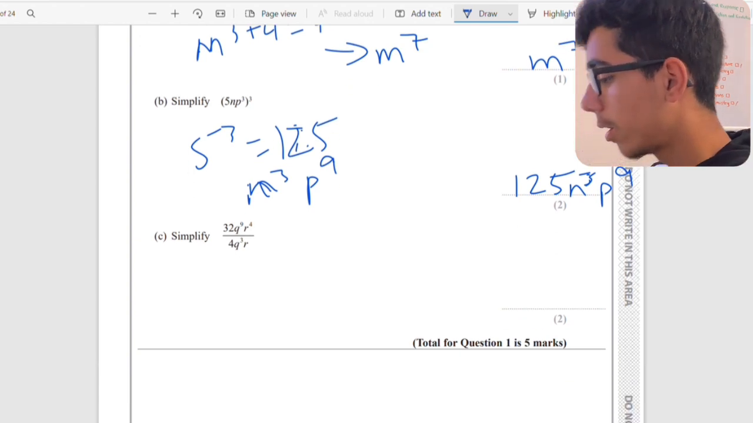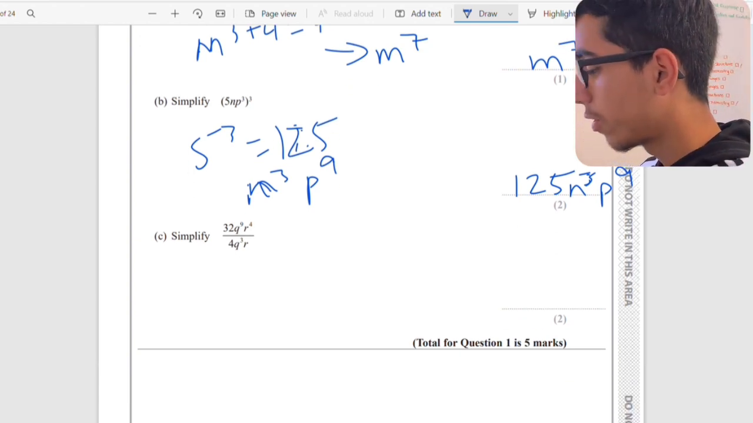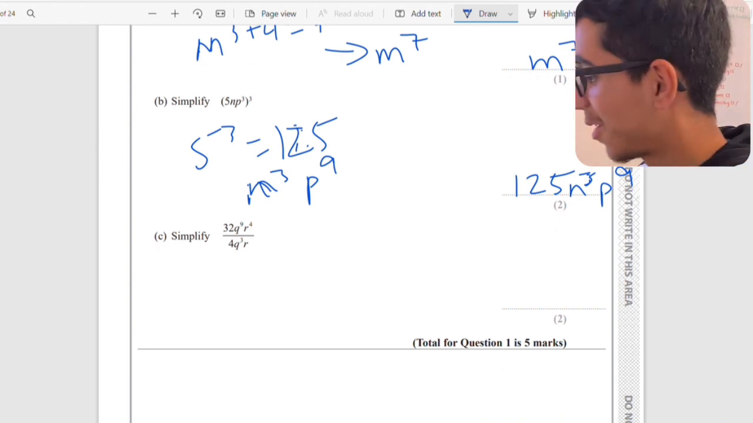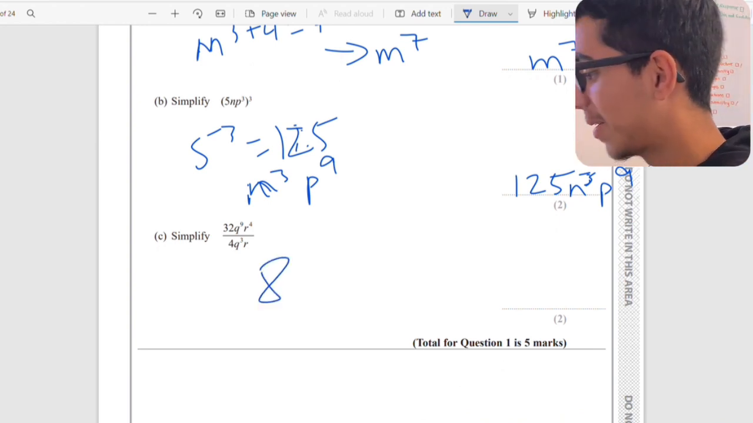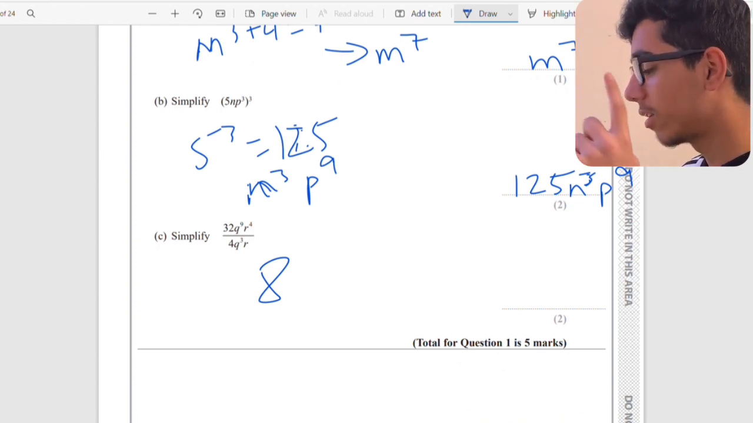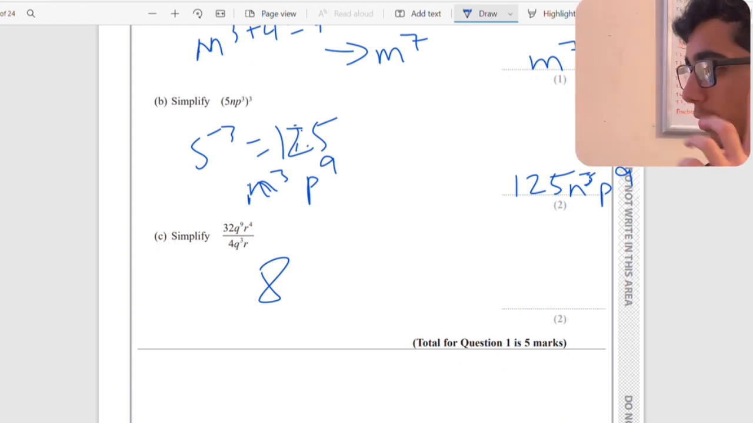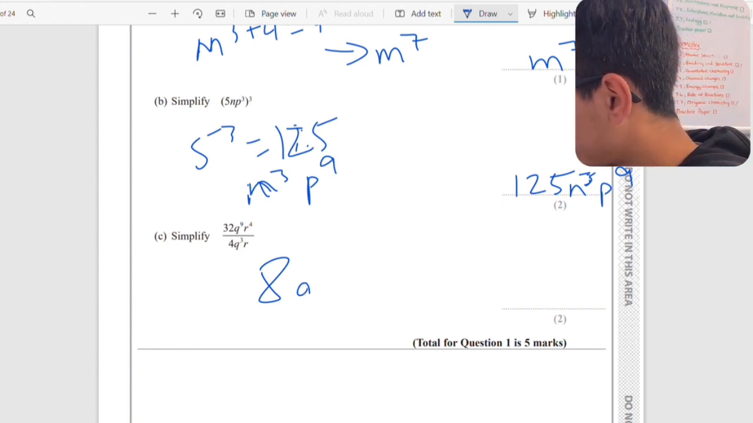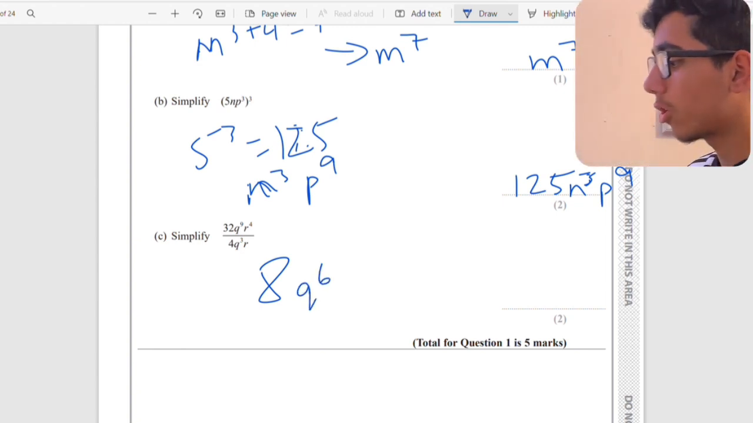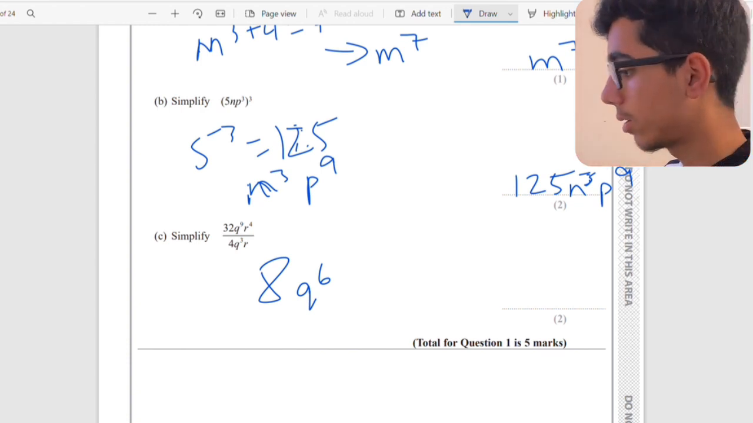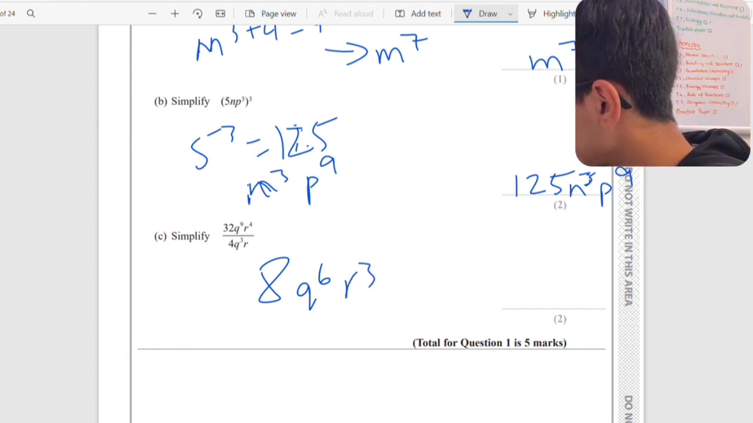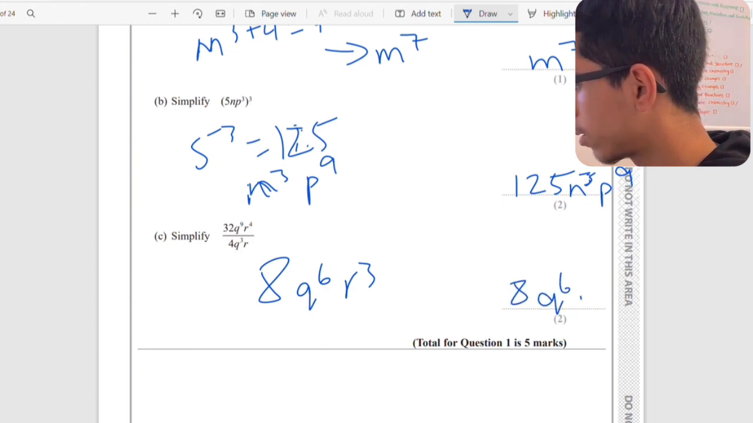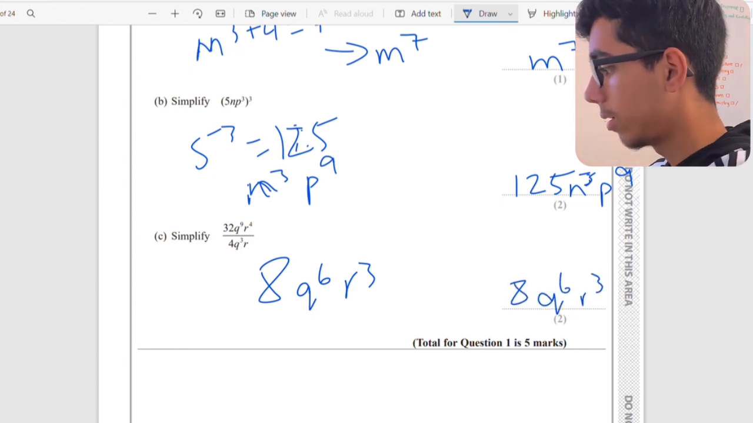Simplify. Okay, so obviously you have to look at the numbers. 32 divided by 4 is, I should be knowing this, 8. I knew that obviously. And then q to the power of 9 divided by q to the power of 3. Dividing powers means the powers minus, so it's q to the power of 6. And r to the power of 4 divided by r is r to the power of 3. So the answer is 8 q to the power of 6 r to the power of 3.